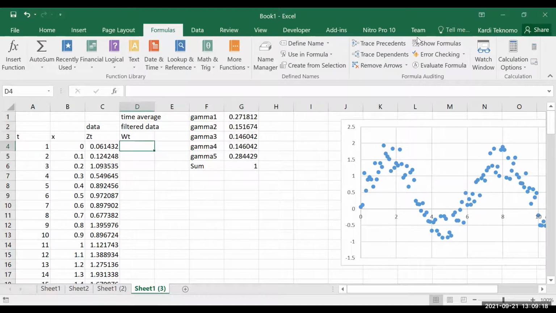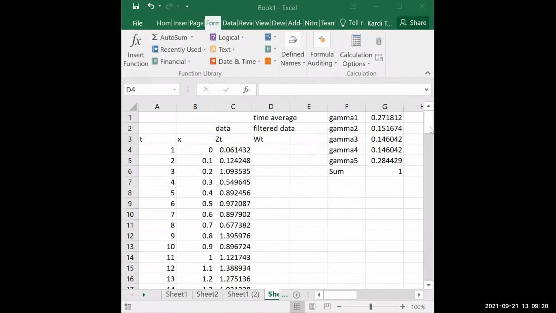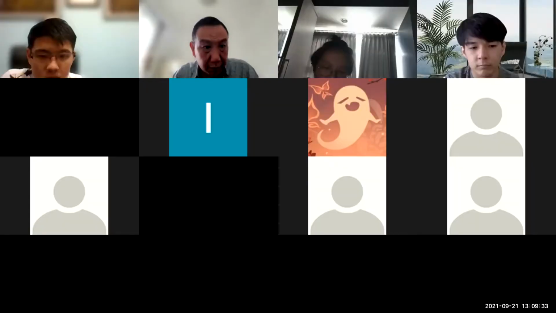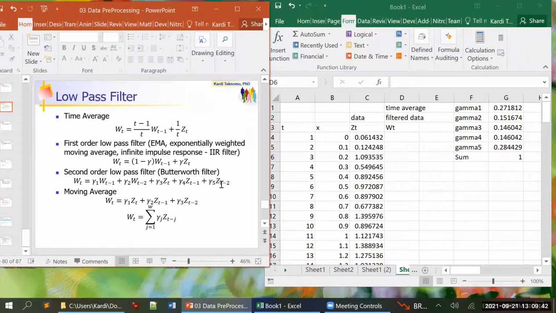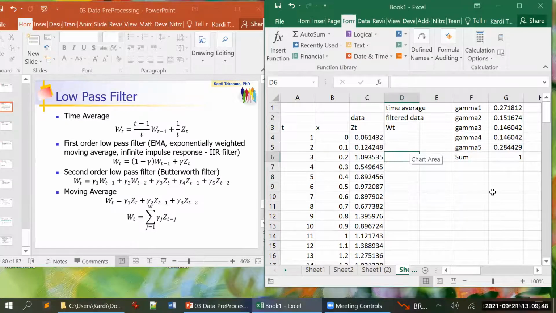Then what I will do? Then I put into formula. But remember, Butterworth filter formula has, let me share the whole screen so that you will see. Okay. Butterworth formula has T minus 2, right? So then we start from T3.